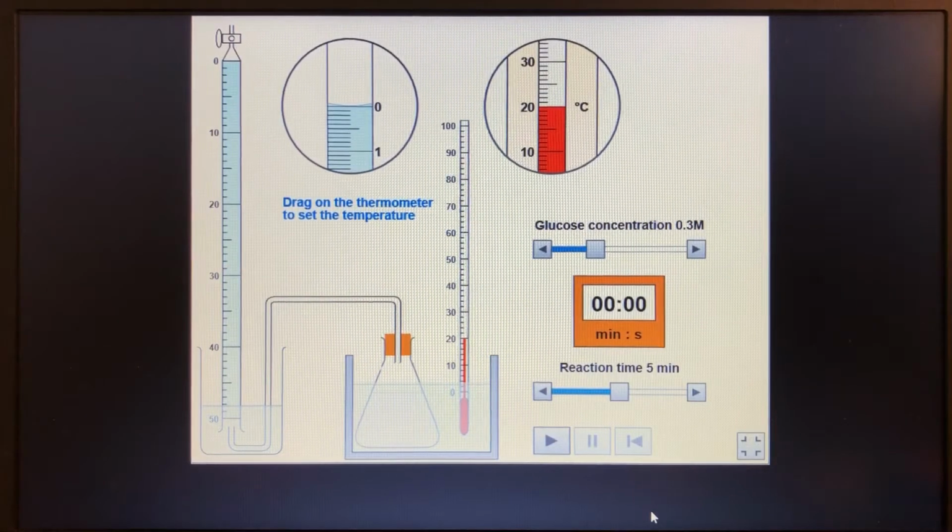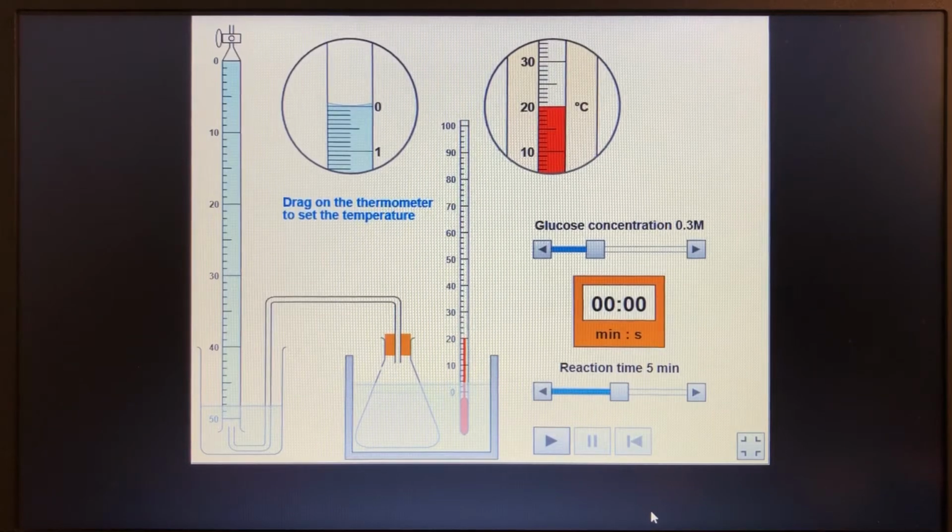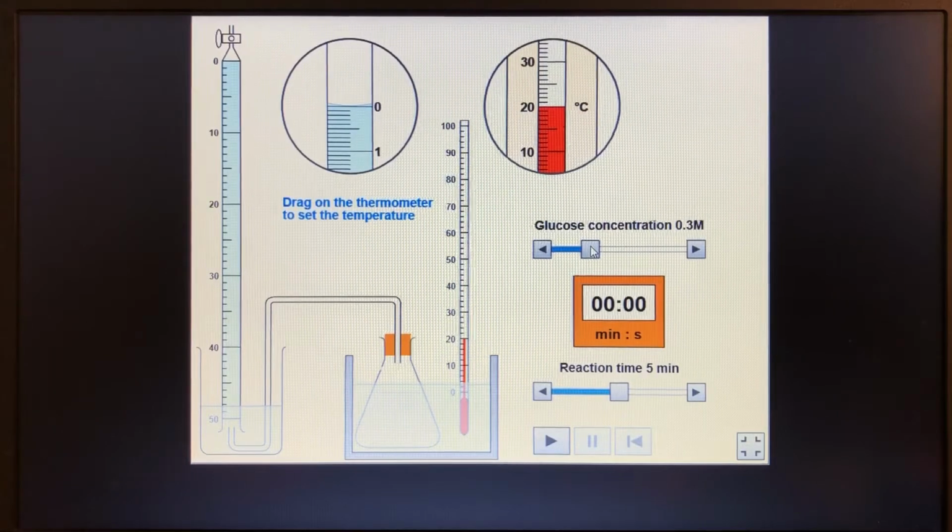So here is the program. I'm just grabbing a pen and paper so that I can write down the results as we go. And you can see I've got different glucose concentrations. I can change that here. I'm going to keep that where it was set. Remember, I said you could change that as a second independent variable should you choose to as a separate experiment.